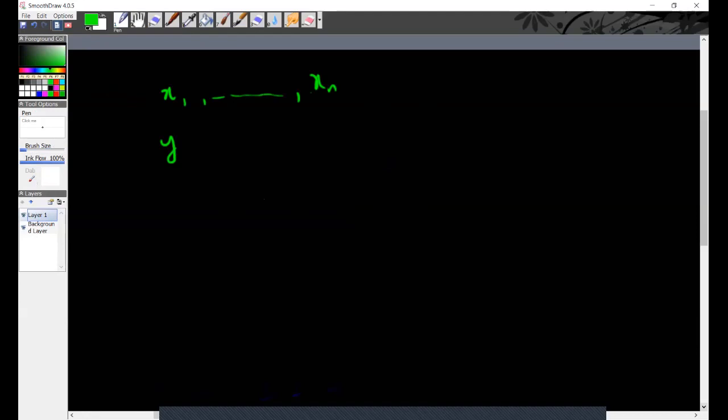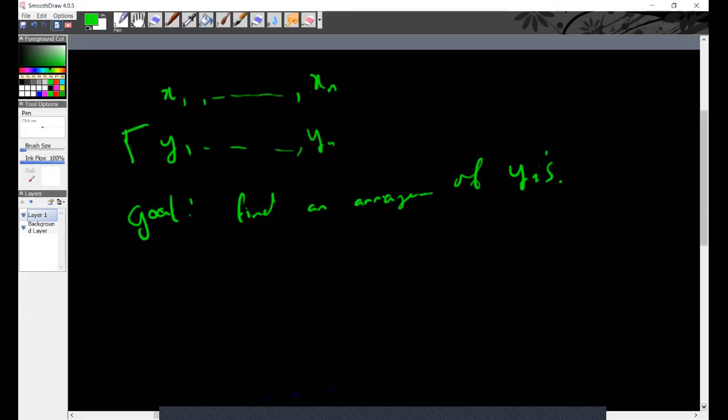And you're given y1 to yn. The goal for this last problem is to find an arrangement of the yi's. In other words, you're allowed to shuffle this. You want to shuffle it so that the sum of xi times yi, which equals some value, let's call it s, is minimized.